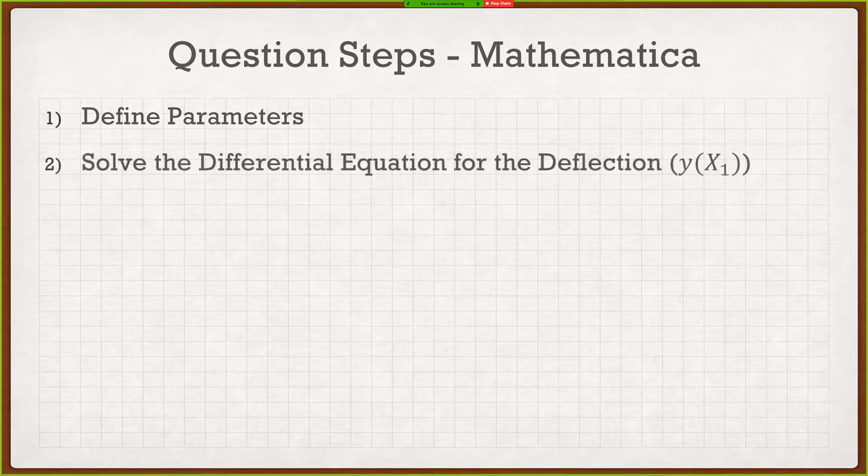However, when we deal with these questions in Mathematica, or at least how I like to deal with them personally, I like to write down the steps. Because if I have the steps, then when I go to Mathematica, I know exactly what order I need to code things in. So the question steps in Mathematica for me would be, of course, define the parameters. This seems like a no-brainer to you guys. You're thinking, well, of course, I need those parameters to solve the question. And then in this question, we can go right into that differential equation for deflection. Everything that we need in this question is dependent on that differential equation for the deflection, which I call y as a function of x1.